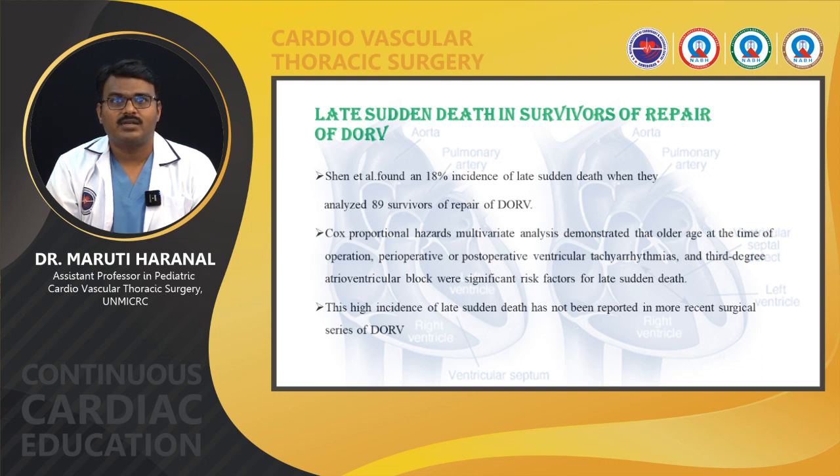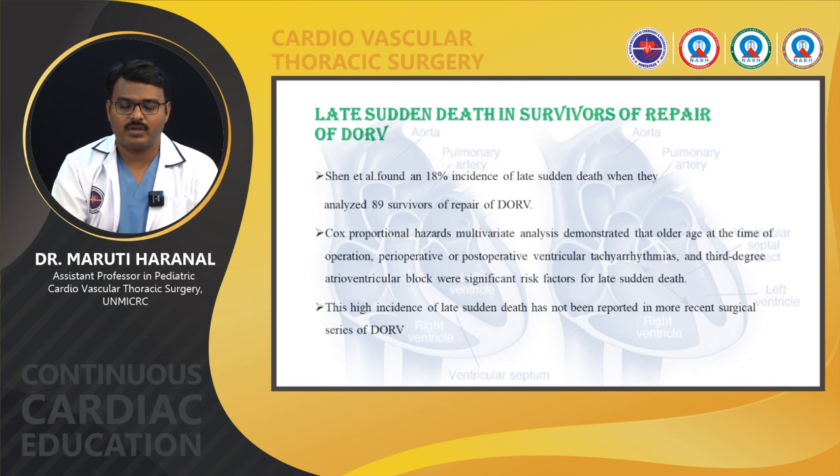Cox proportional hazards multivariate analysis demonstrated that older age at the time of operation, perioperative or postoperative ventricular tachyarrhythmias, and third degree atrioventricular block were significant risk factors for sudden death. This high incidence of late sudden death has not been reported in more recent surgical series of DORV.